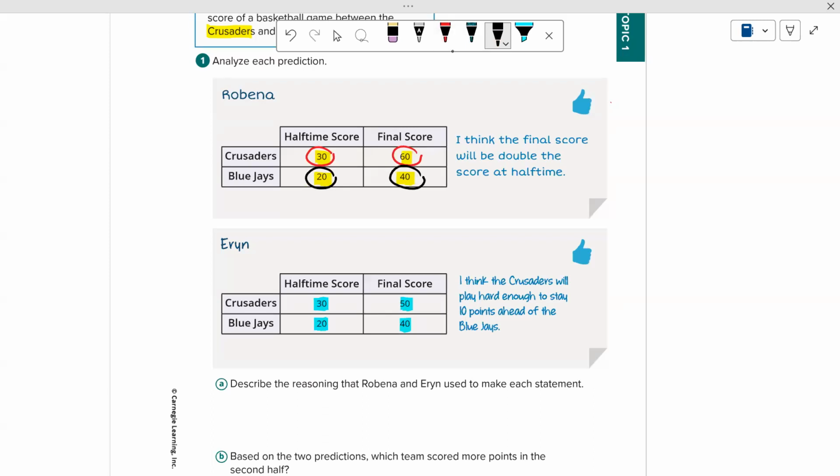So if I look at this information, I notice how did 20 become 40 and how did 30 become 60? They multiplied by 2. Remember, these are predictions, but these are also the records that they kept for the scores, but this is their predictions. So 30 times 2 is 60, 20 times 2 is 40. This looks like a multiplicative reasoning.